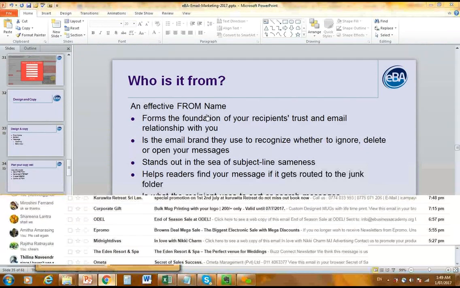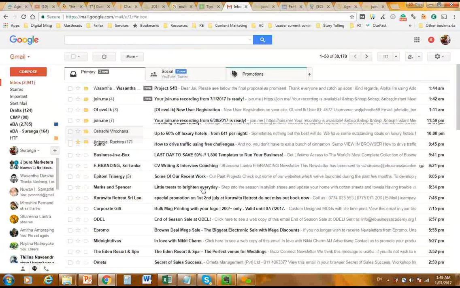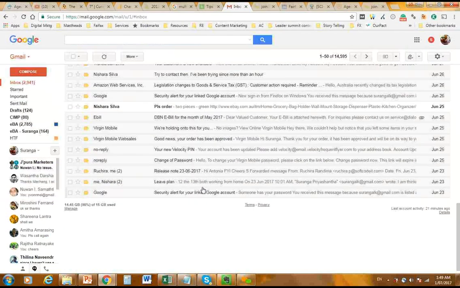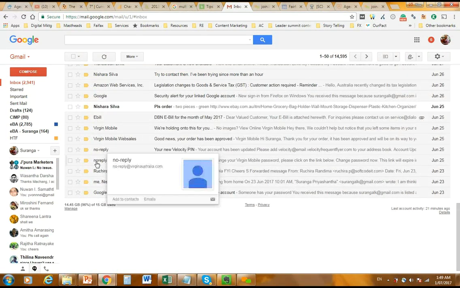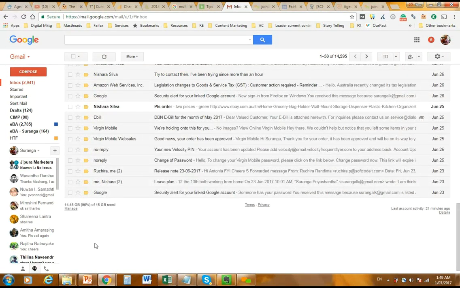Now, this one is actually, I had some example. Now, see here: no reply, e-bill, from name. I mean, these are not good examples. These are not the best ways of sending emails. By reading this, no reply, change password, if I'm looking at this after 2 or 3 days, I don't know what it is all about.